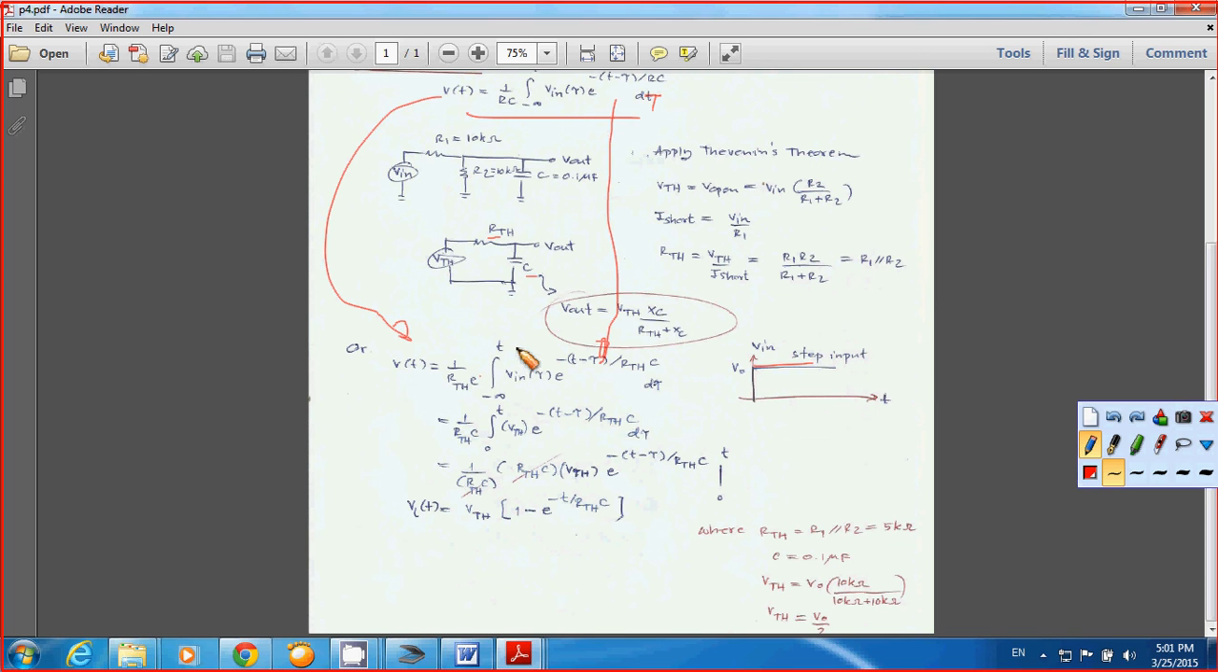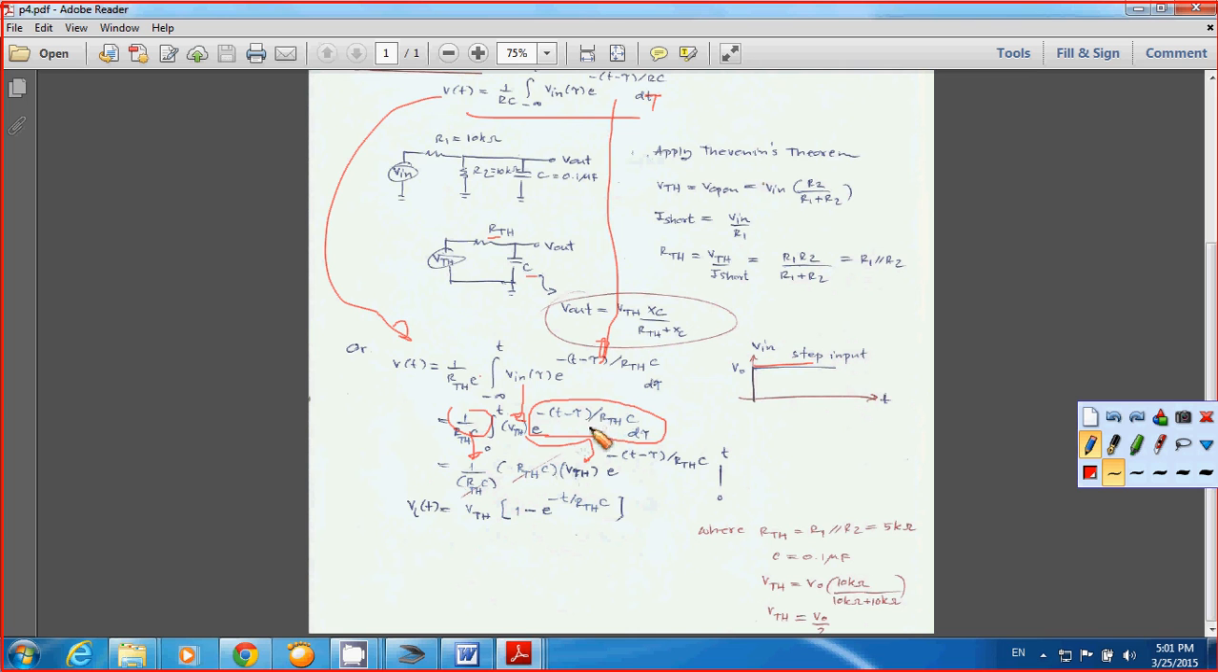Okay. Take a look at this one. Vin here becomes VTH. Everything is still the same. Your VTH, you still have it here. What you need to do is just integrate this term with respect to d tau. I keep this still the same here.